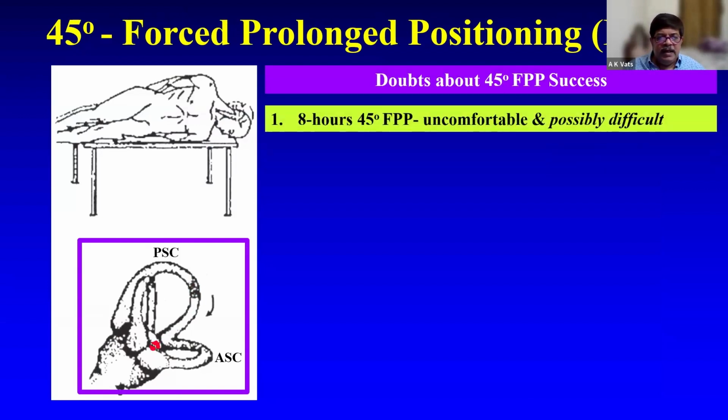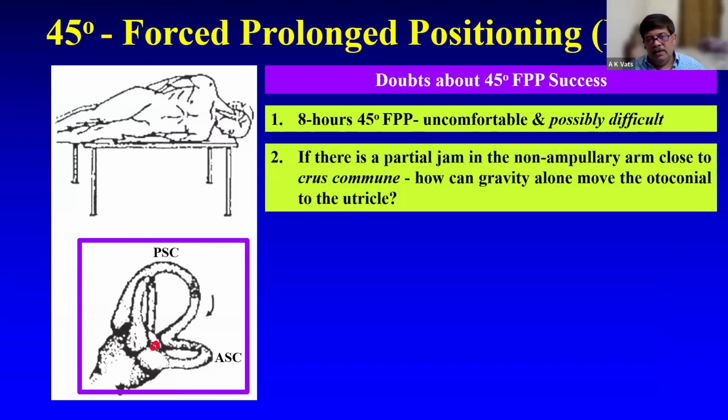First is that 8 hours of 45 degrees FPP is uncomfortable and possibly difficult. Second is that if there is a partial jam in the non-ampullary arm close to the crus commune, how can gravity alone move the otoconia to the utricle?